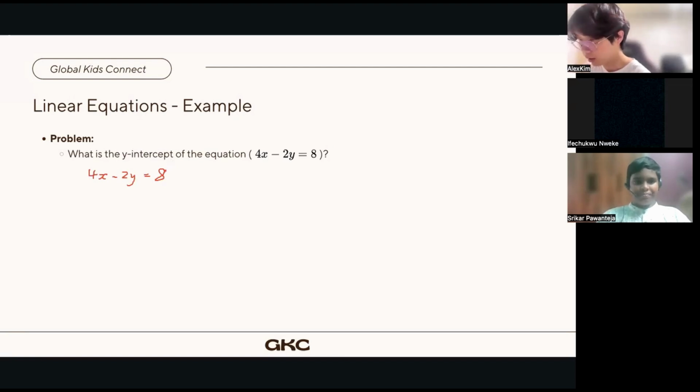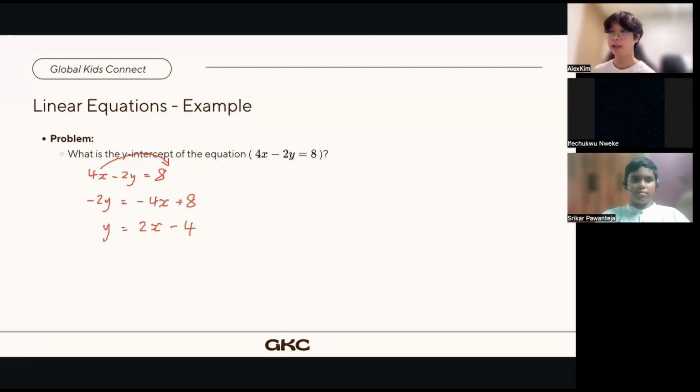What I mean by that is if we leave the minus 2y on the left and move the 4x to the right, we get negative 4x plus 8. Now we have to isolate the y, so we divide by negative 2. To get y equals negative 4 divided by negative 2, the negatives cancel out and it will be 2, and then 8 divided by negative 2 is negative 4. So now we have an expression for a linear equation that we can use to analyze a linear graph and a linear curve.